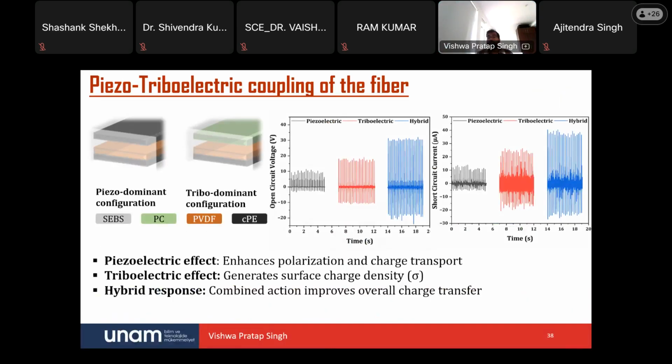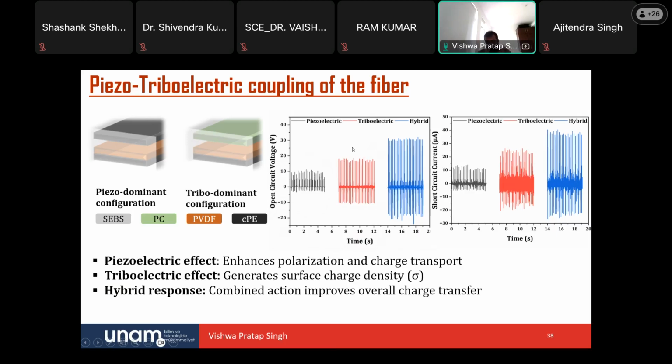We need to understand how the coupling is happening. So obviously, someone can ask, okay, what is the triboelectric and piezoelectric percentage of contribution toward the hybrid output? So what we did, we took this PVDF layer out of it, and we measured the triboelectric and piezoelectric voltage. So obviously, piezoelectric is always less, and triboelectric is higher.